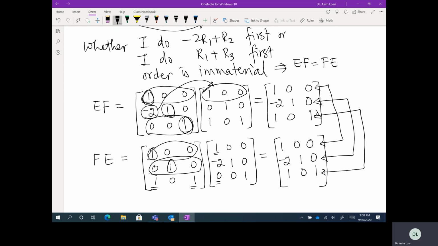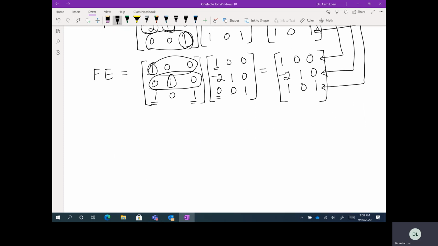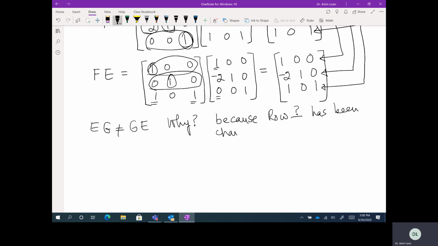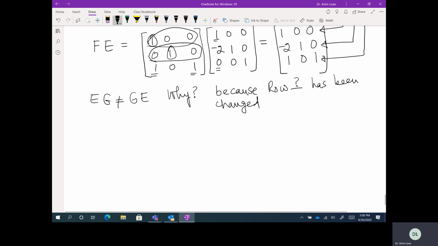So the order here is immaterial, but if I do EG and GE, they will not be the same. So go home and look: E times G is not equal to GE. Why? Because a row has been changed. When you have already changed a row and then you do another operation on that row, obviously the order will make a difference. Okay.